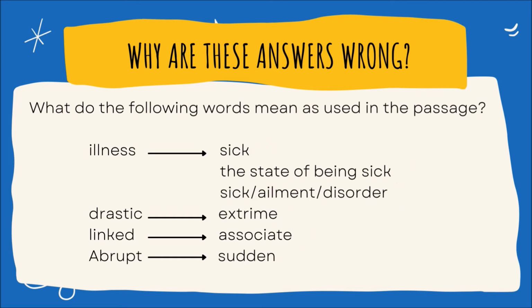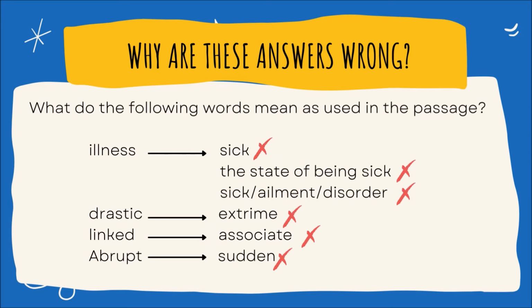Okay, let's take a look at one by one. The first one, illness. What is the meaning of the word illness used in the passage, for example? Okay, the given word here is sick. Why is it wrong? Sick. It's wrong because it is a different part of speech. Illness is actually a noun.